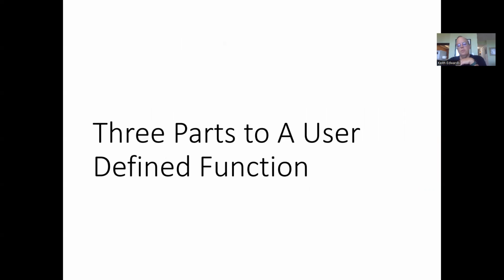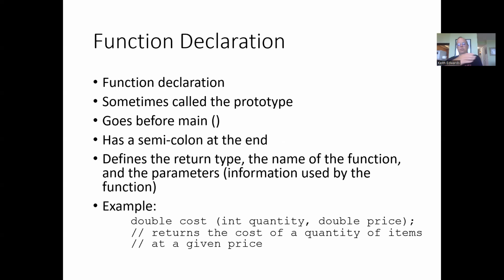So there are three parts to a user-defined function. The first of these is the function declaration. That goes at the top. It's sometimes referred to as the function prototype, and it goes before main. So it does go at the top, and it'll have a semicolon at the end.